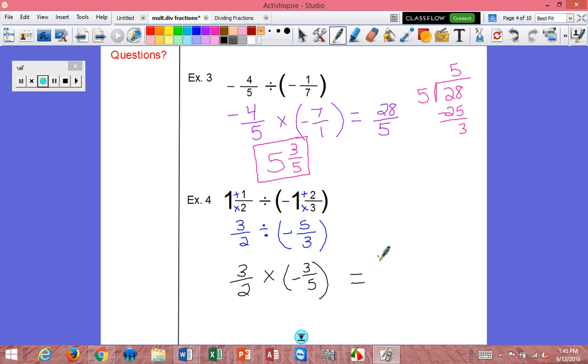3 times 3 is 9. 2 times 5 is 10. And that cannot be reduced. And we had a positive times a negative. Different signs. Well, originally it was division, but we had a positive divided by a negative. Different signs means a negative answer.